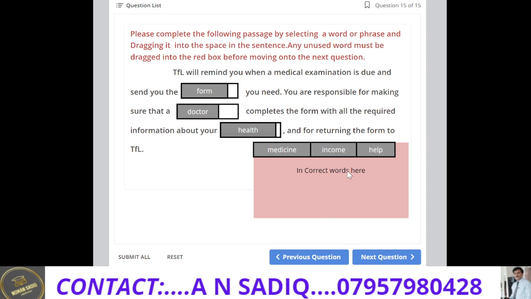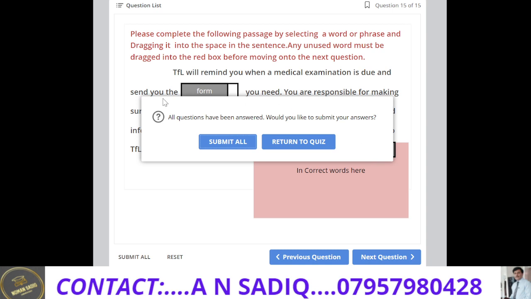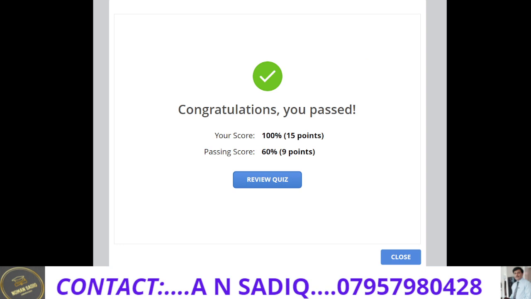And that is the end of this mock test. If I press the next button, this pop-up message will appear. And now you need to submit. You have to press this button which says submit all. So see, it is 100%. So we have done it 100% fine. And that's the end of today's session. Thank you very much.